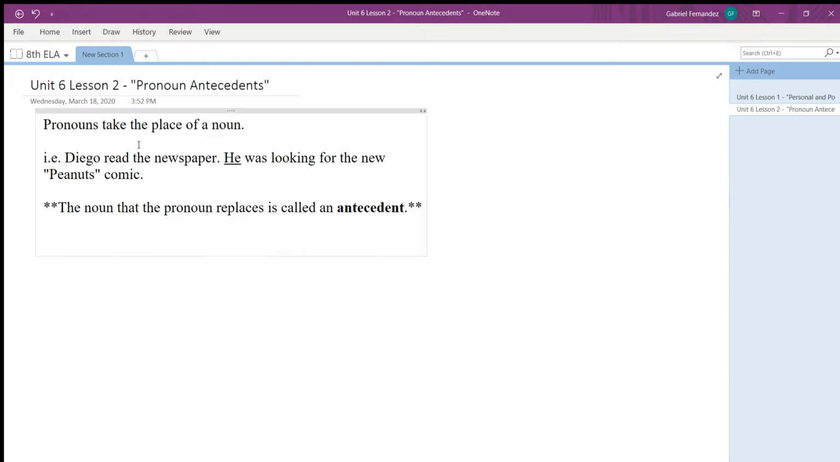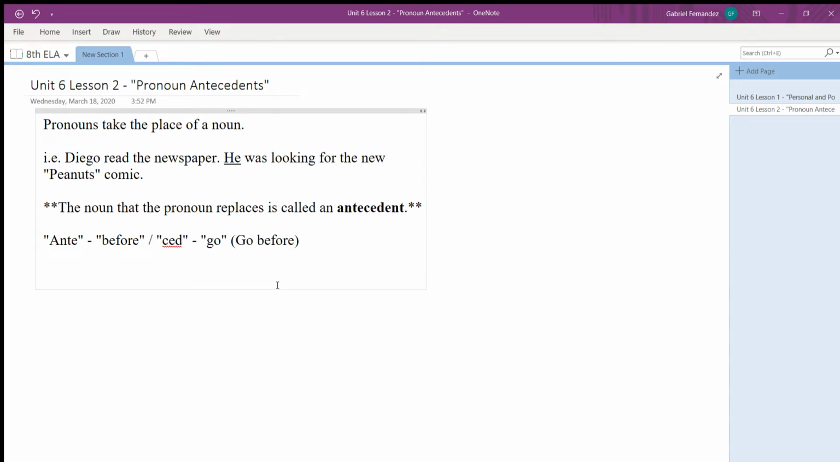So in this case, the antecedent for the sentence that I just gave you is Diego, because we have the pronoun over here, which is he, and the noun that he is replacing is Diego. Okay? So we call Diego the antecedent of the sentence. A little bit about the word antecedent. Ante, not anti. Ante means before, like the antechamber. And the Latin root sed means go. So literally, antecedent translates to go before.